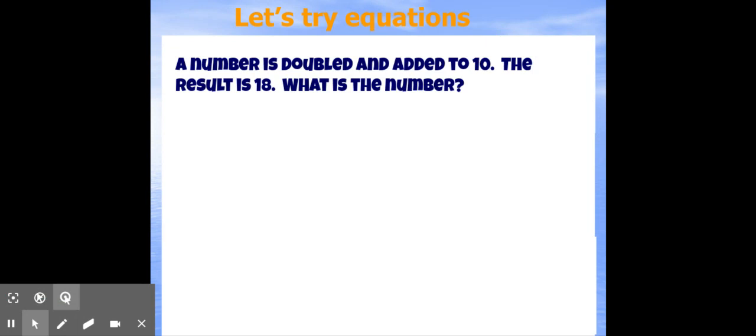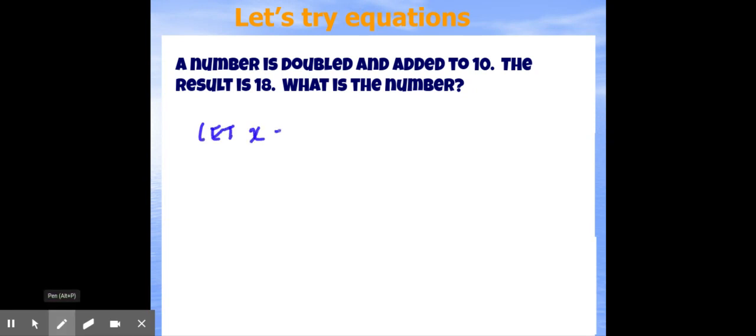Okay, we're going to look at two more, just so we can see all different levels of difficulty in our first day. It says a number is doubled and added to 10. The result is 18. What is the number? All right, so maybe I just want to start off by going, let x equal the number. I don't always have to use x, but in this case I will. We cannot forget that first step. How can we write an equation with a variable in it if we haven't told anybody what the variable represents?